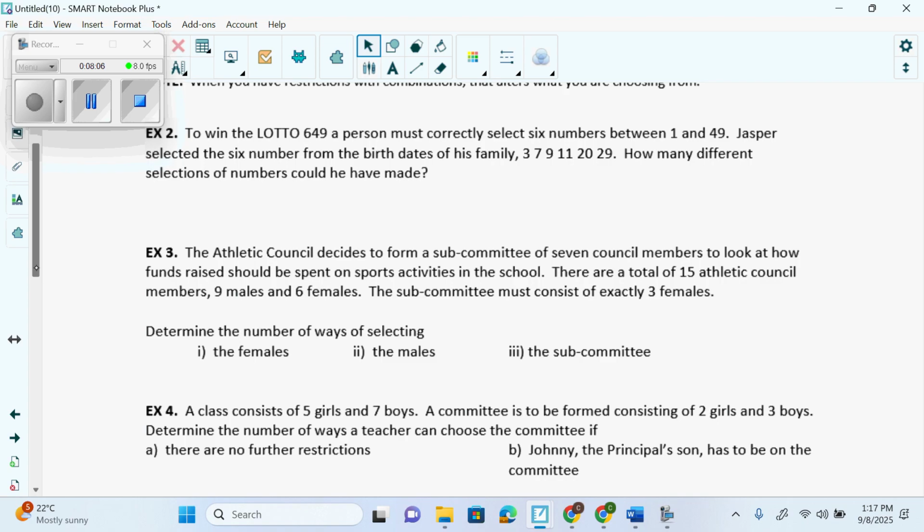The 6 numbers that randomly get selected for the Lotto 649 can come out in any order. They don't have to match your ticket. Your ticket is always low to high, so order doesn't matter in which those 6 come out. You just have to match the 6 numbers. So it's a combination because order doesn't matter. How many do I get to choose from?